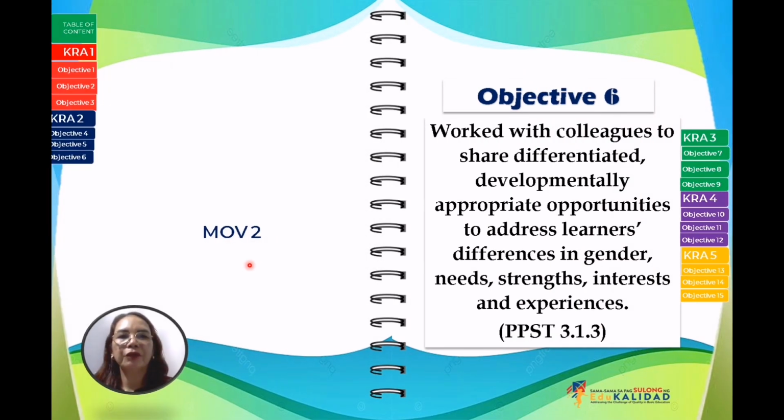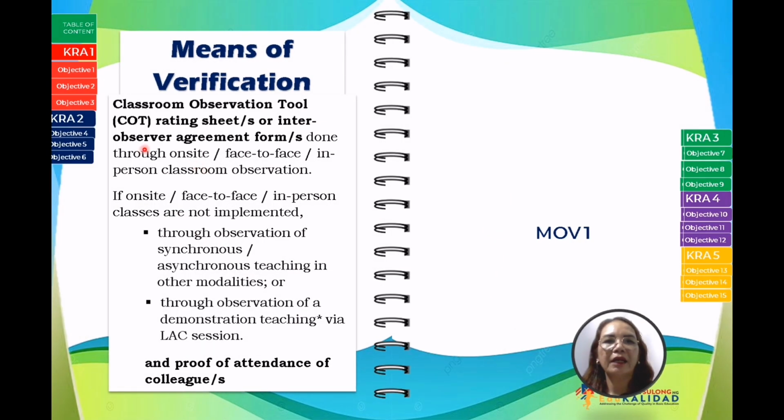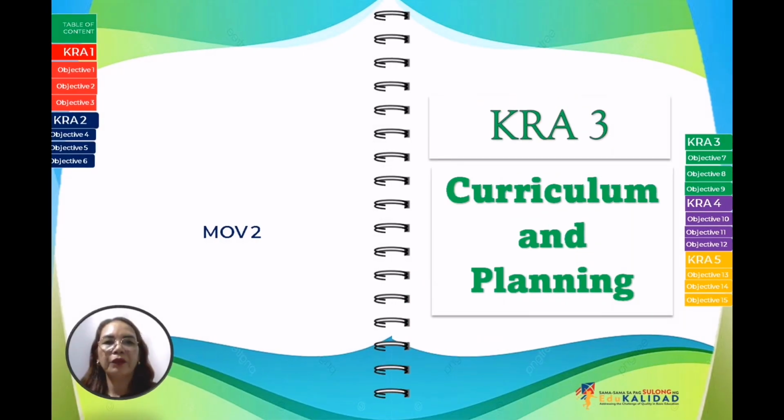and MOV2. Objective 6, work with colleagues to share differentiated developmentally appropriate opportunities to address learners' differences in gender, needs, strengths, interests, and experiences. That is PPST 3.1.3. Means of verification, COT rating sheet, or the inter-observer agreement form with proof of attendance of colleagues. Ang kailangang MOVs dito ay dalawa, MOV1 and MOV2. And then, CRA 3, Curriculum and Planning.